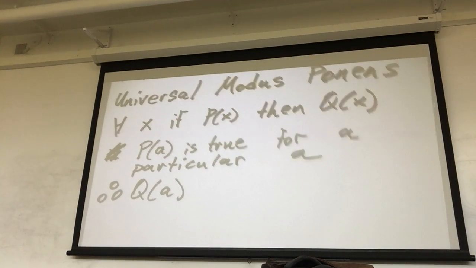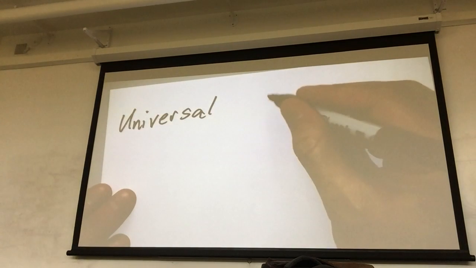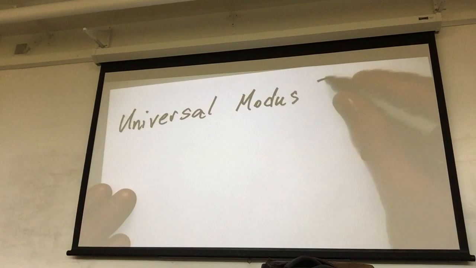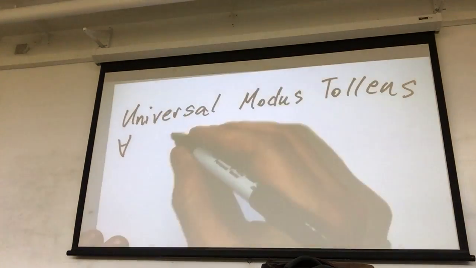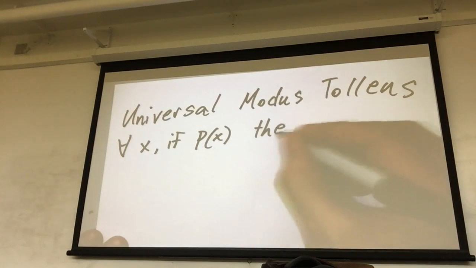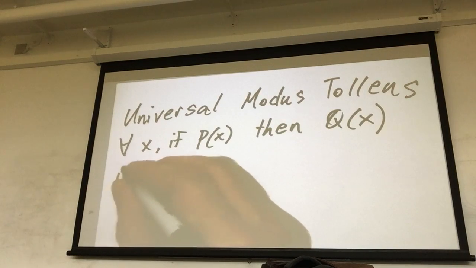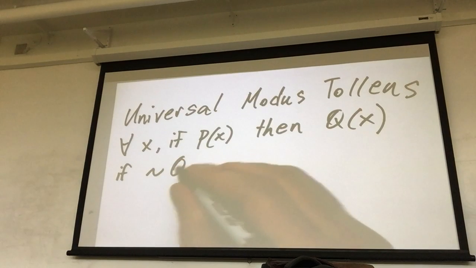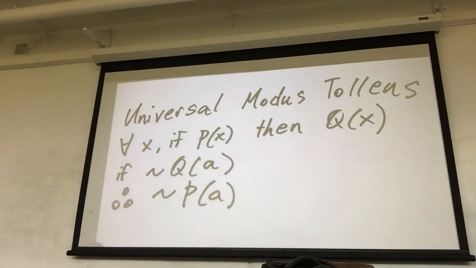Okay, another valid argument, sure everybody has that written down. So we have universal modus ponens, and then we have universal modus tollens. Okay. And this one says, well, for every x, if P of x, then Q of x. Okay. We'll leave that if statement right there. If not Q of A, then we'll say, therefore, not P of A.